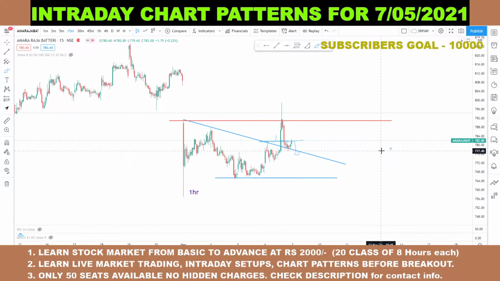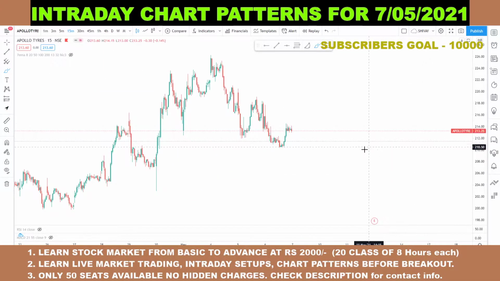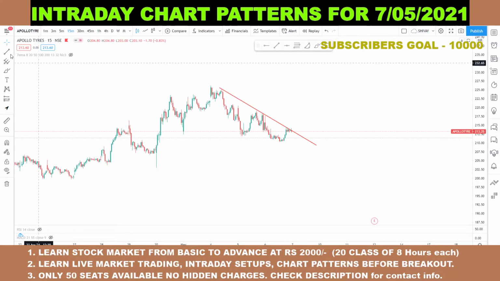Okay, let's analyze our next stock. Our next stock is Apollo Tires. See, this stock is taking resistance of this trend line. Okay, and it is taking support of this trend line. Okay, what can happen tomorrow?